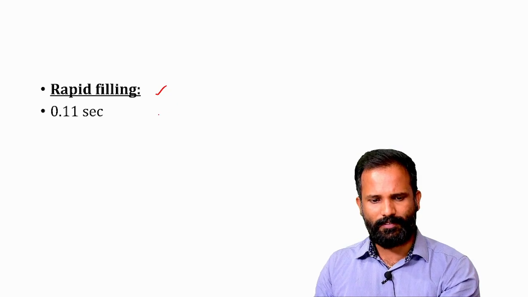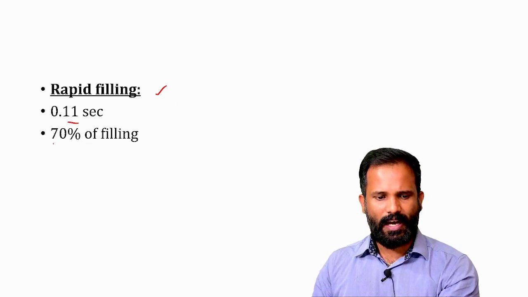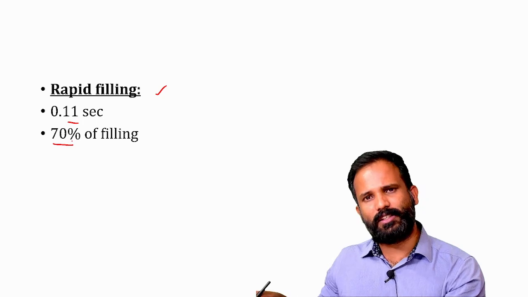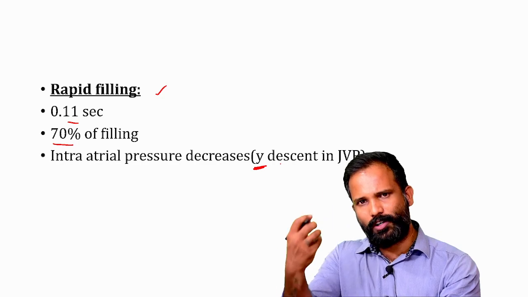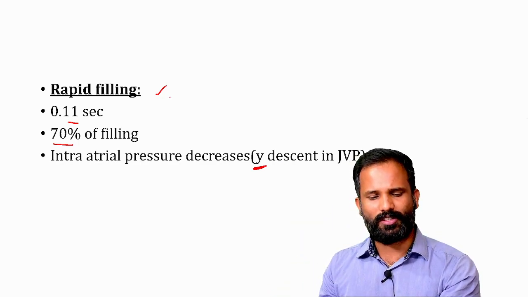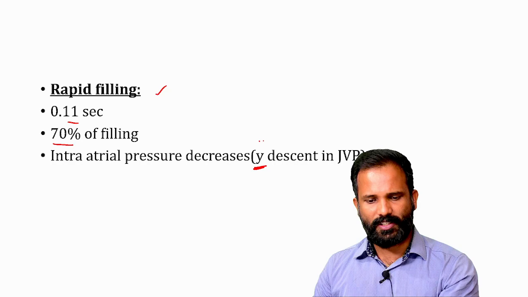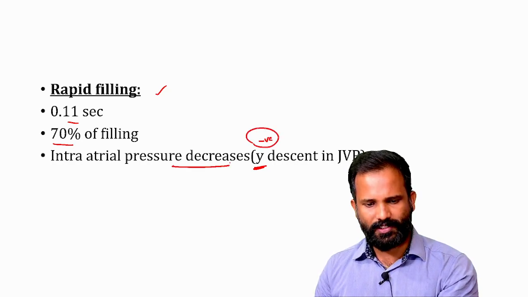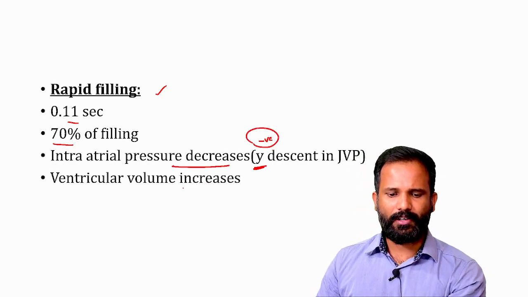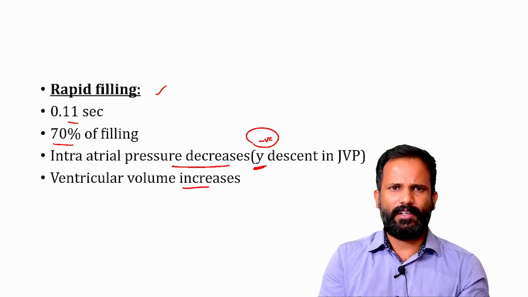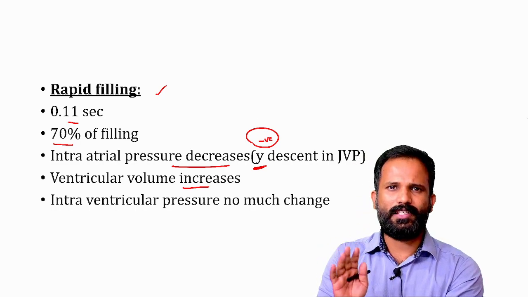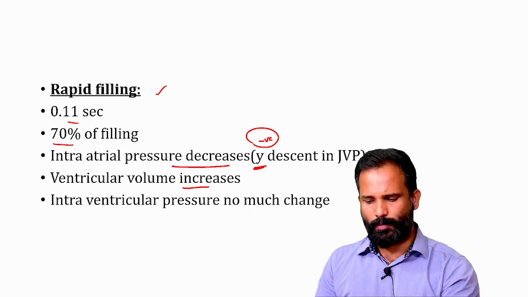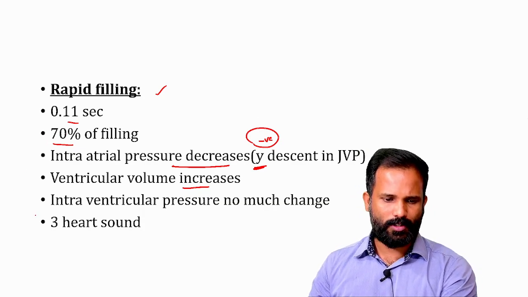That is called rapid filling, 0.11 seconds, and it contributes to 70% of the ventricular filling. There occurs the Y descent because the volume of the atrium is reduced, so that causes the Y descent in the JVP, which is a negative wave. So pressure decreases in the atrium and ventricular volume increases. The ventricle is filled, so ventricular volume is increased, but there is not much change in pressure because the ventricular muscle accommodates, and this is responsible for the third heart sound.